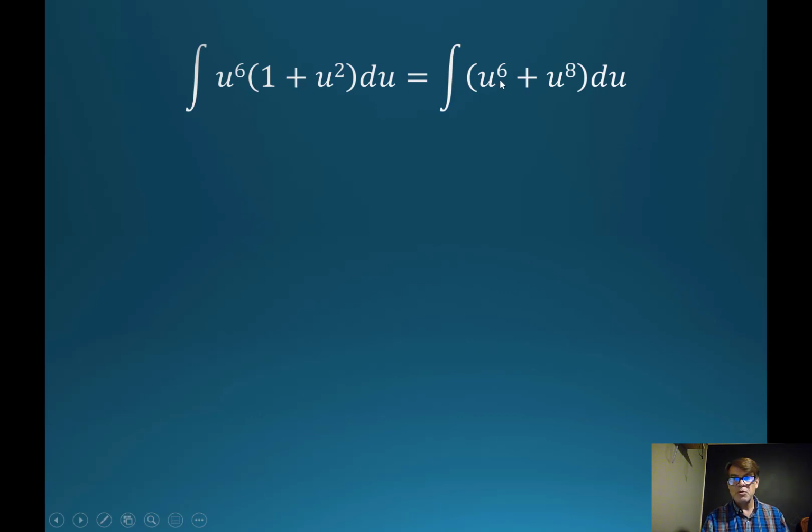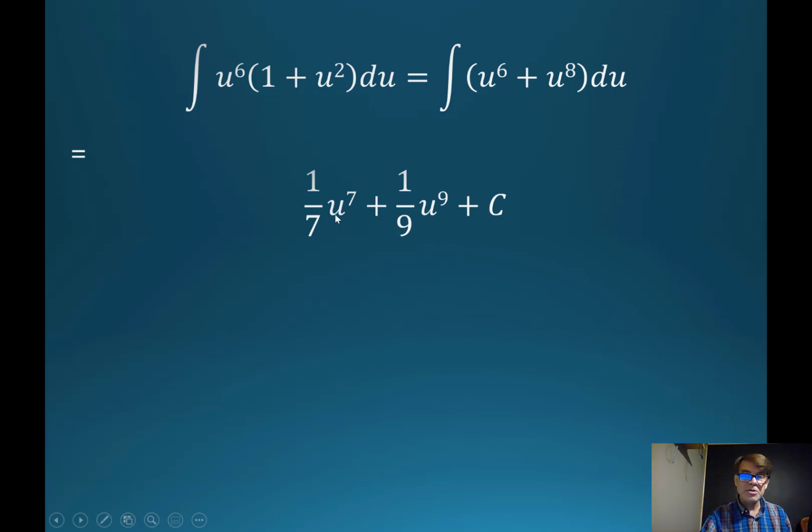u to the 6th times 1 is u to the 6th, and u to the 6th times u to the 2nd is u to the 8th, all right? And then these are very easy integration things, right? 1/7 u to the 7th. Does it go backwards? Yes. 7 times 1/7 cancels out. Then 1/9 u to the 9th. 9 times 1/9 is 1. Plus a constant. Yay.